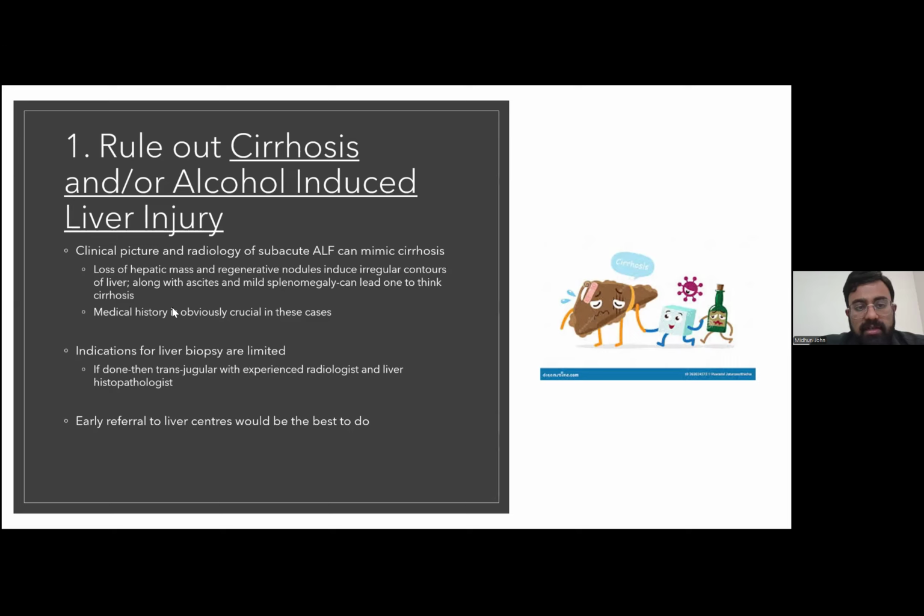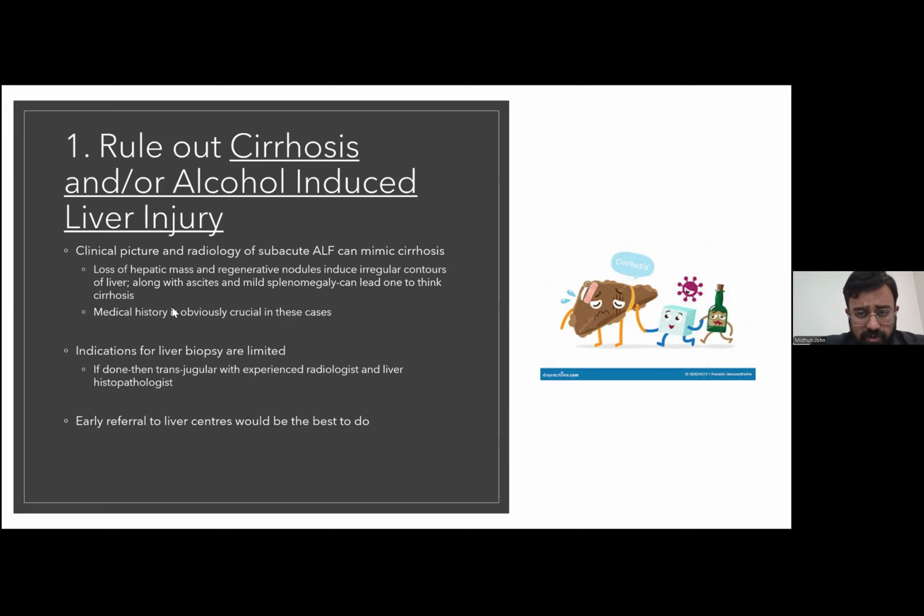Just to note that with the patients with subacute ALF, the clinical picture and radiology may mimic cirrhosis. So it's important to keep an eye out for it. They may have the loss of hepatic mass. May have regenerative nodules, which makes it look like they have irregular contours of the liver, along with the ascites and splenomegaly. So this can obviously lead one to think that there is cirrhosis. So a good history is very, very important in these sort of patients.